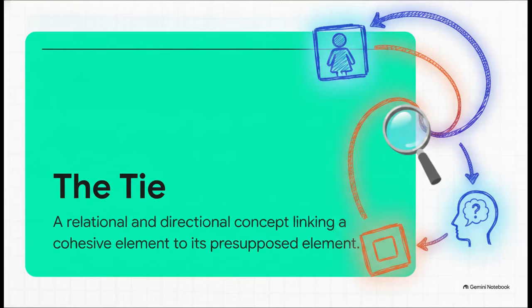Okay, so what actually makes a text cohesive? Well, it relies on these invisible structural forces called presuppositions. And the basic atomic unit of this entire architecture is what we call a tie. You can visualize a tie as a glowing, directional tether connecting two points of meaning. For example, it links a cohesive element, let's say the word she, directly back to its presupposed element, which might be the name Alice from 3 lines ago. Without that tie, the word she is just floating completely meaningless in space.